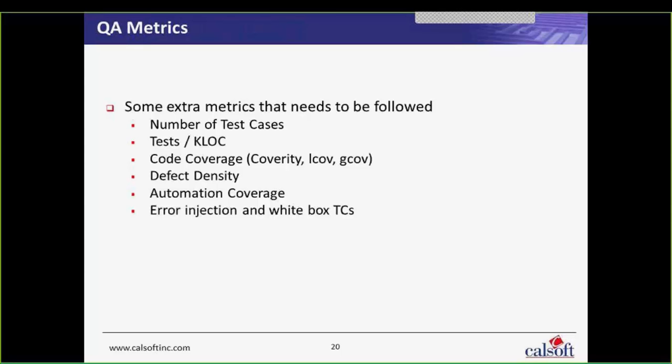Then again, what is the automation coverage? This is really important to me personally, because it gives you confidence that your code is solid, and it reduces a lot of cycles for testing your code. And the last part is the count of error injection errors and white box testing errors. This can very well be clubbed with the code coverage tools that we talked about earlier.